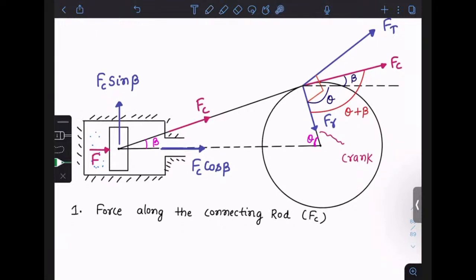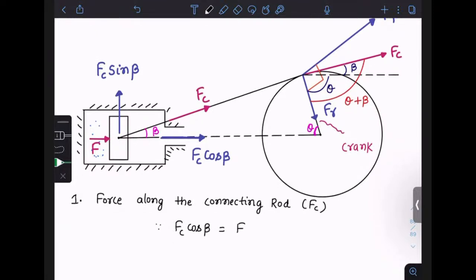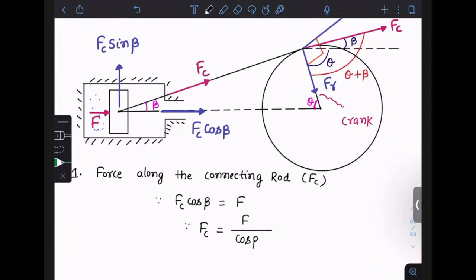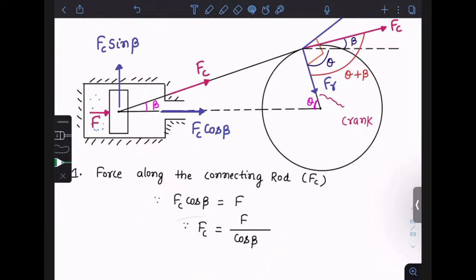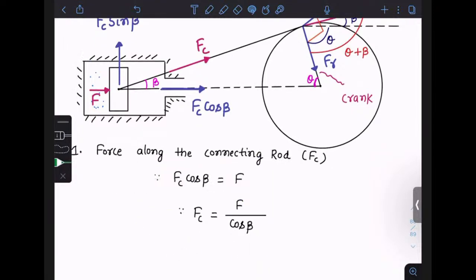You can see that its component in the horizontal direction is FC cos beta. So from this equation, the force applied by the gases is equal to FC cos beta, which equals F, the combustion force. So if you want to find out FC, the force along the connecting rod, it will be F divided by cos beta. Right? F divided by cos beta. This is very, very important. If in a GATE problem they ask you to find out the force along the connecting rod, you can use this. Okay, remember that.